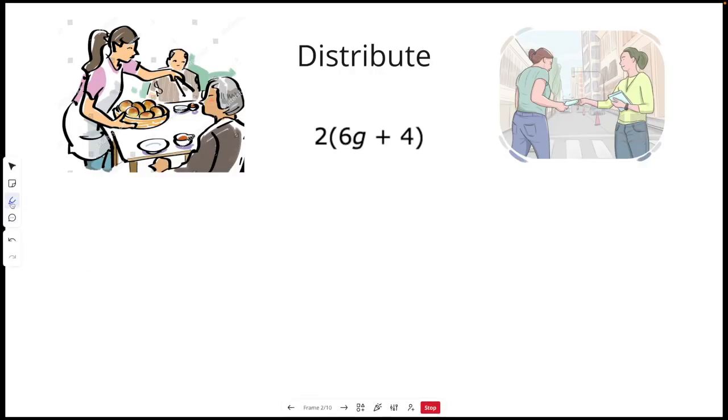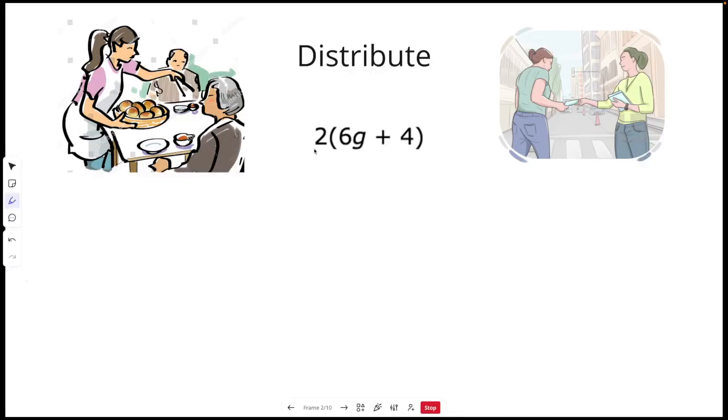So when I say the word distribute, I have some pictures here. To distribute just means to give out, right? Here you're at a table giving out some rolls or handing out flyers on the street. Distribute just means to hand out, to give out, and to give it out equally. Now, that's how the distributive property works in algebra.